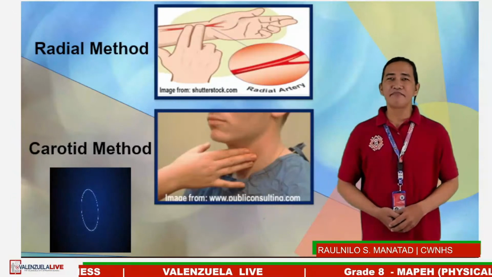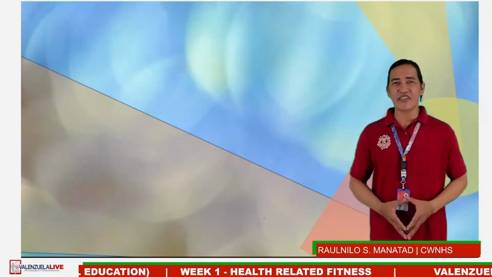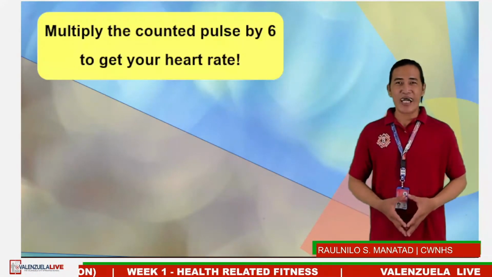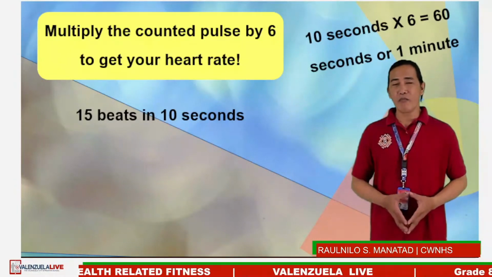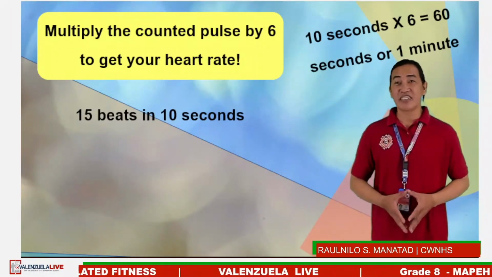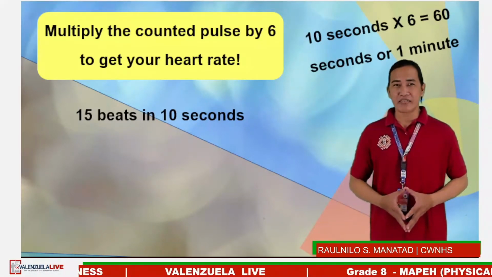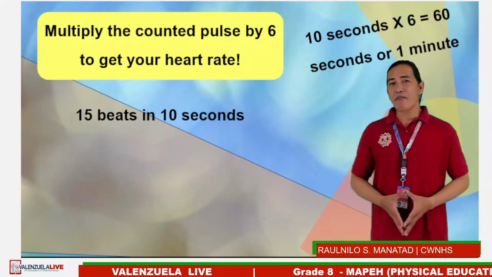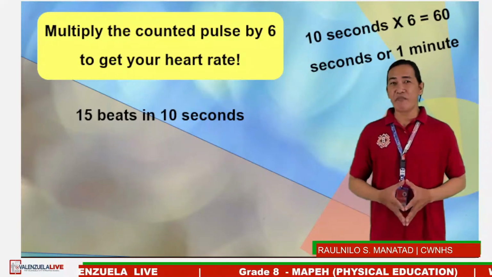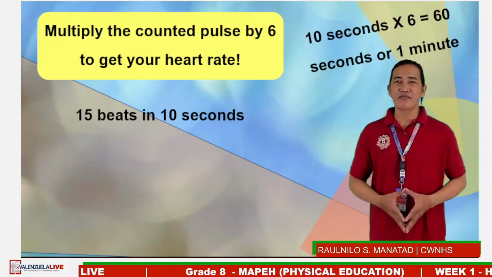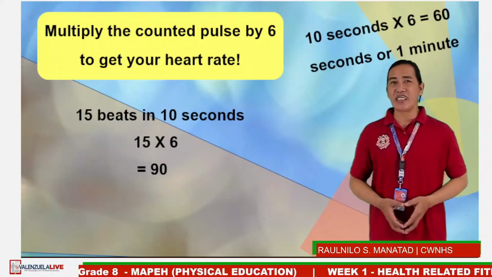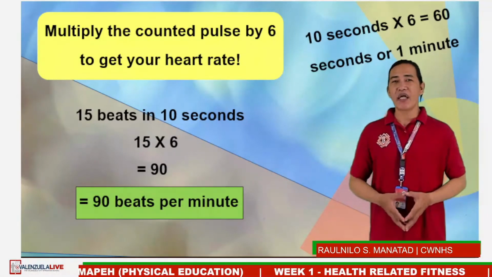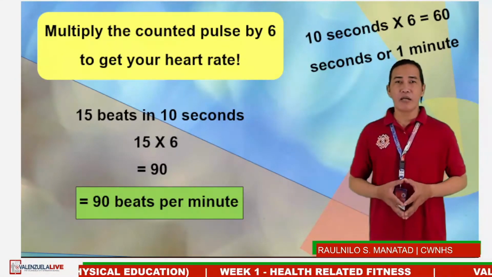Stop. You had just counted your pulse for 10 seconds. Multiply this number by 6 to get your heart rate. Remember that our count is heartbeat per minute. For example, you have 15 beats in 10 seconds. 15 times 6 is 90. So you have the heart rate of 90 beats per minute.